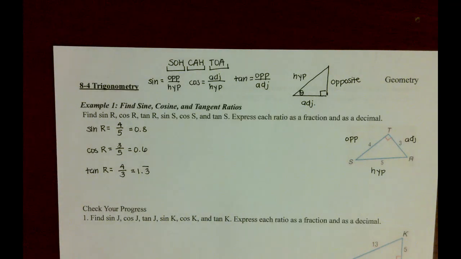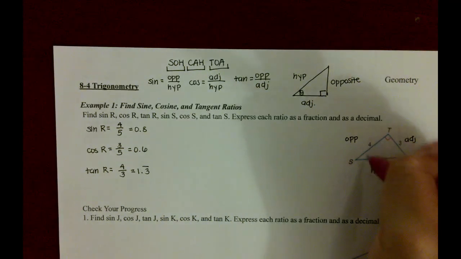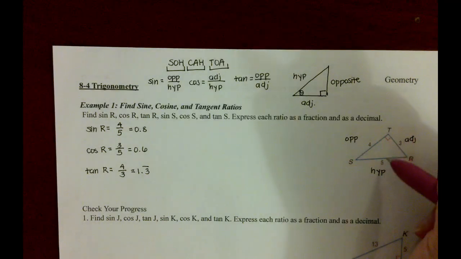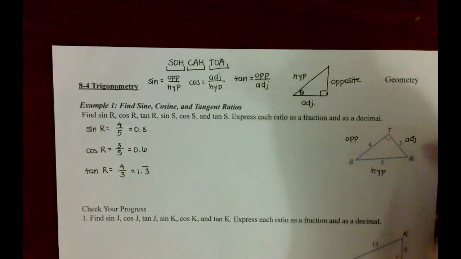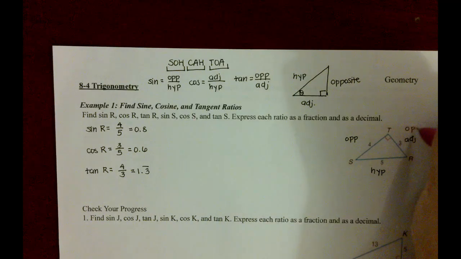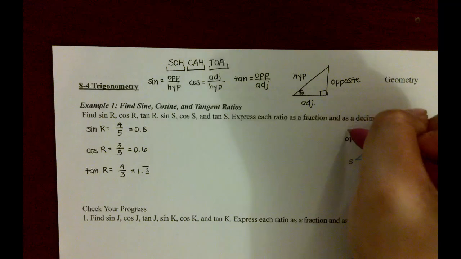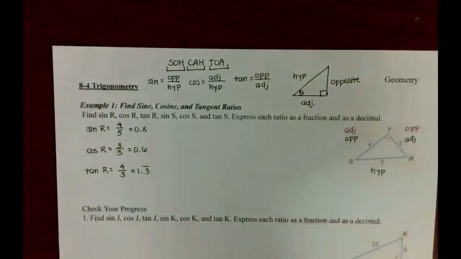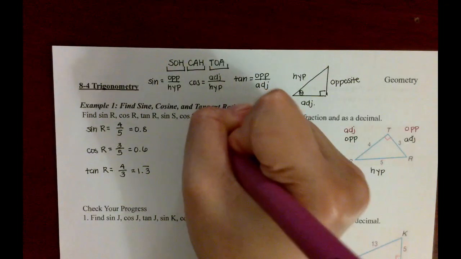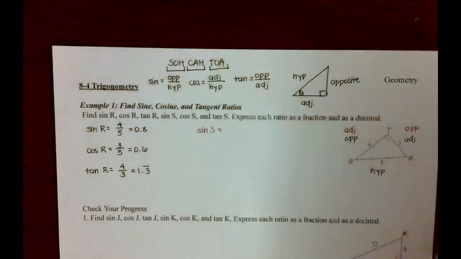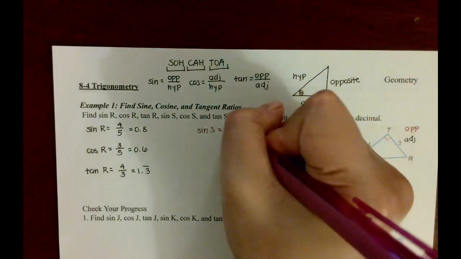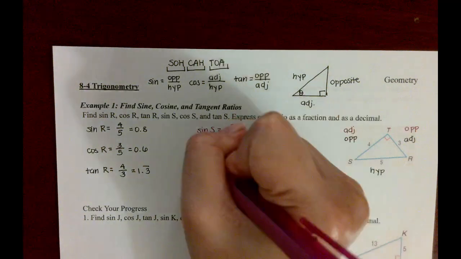Okay, so now let's do s. So if this is the angle that we're talking about, the hypotenuse stays the same because it's across from the 90-degree angle. But now this would be the opposite, because this is opposite to s. And the 4 this time would be adjacent. So if I was doing sine s, that's opposite over hypotenuse, so that's 3 over 5.